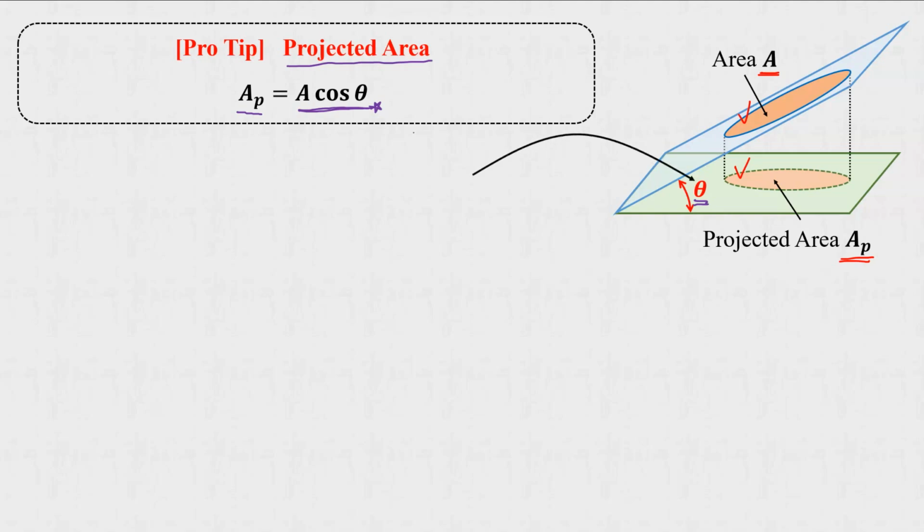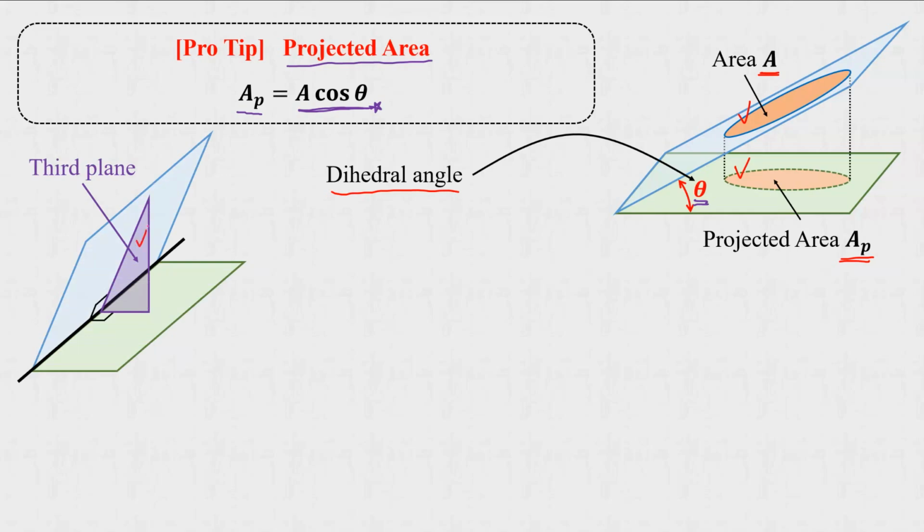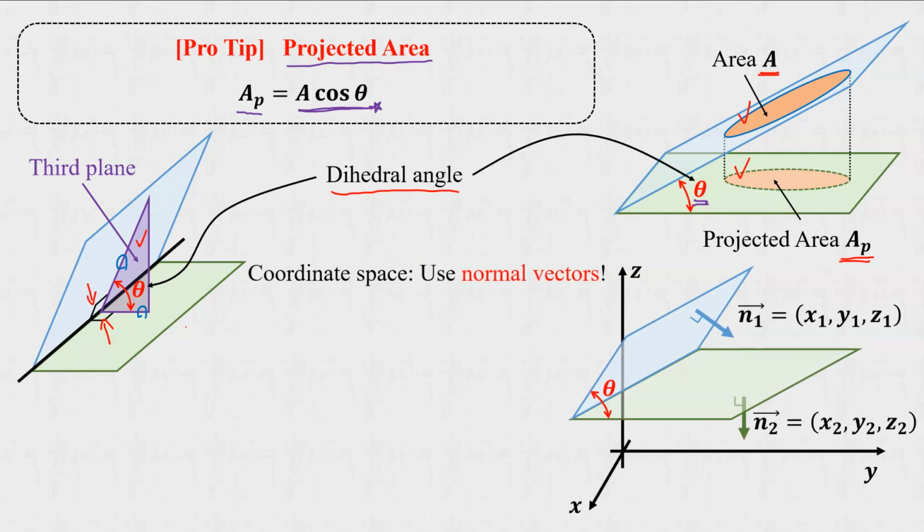And let me explain a bit more about this angle theta. The angle between two planes is called dihedral angle, which can be more strictly defined like this. We can think of a third plane that is perpendicular to the line of intersection between two given planes. This means that the black intersection line is perpendicular to any lines within that third plane. The dihedral angle is an angle formed on that third plane between these two lines that are both perpendicular to the black intersection line.